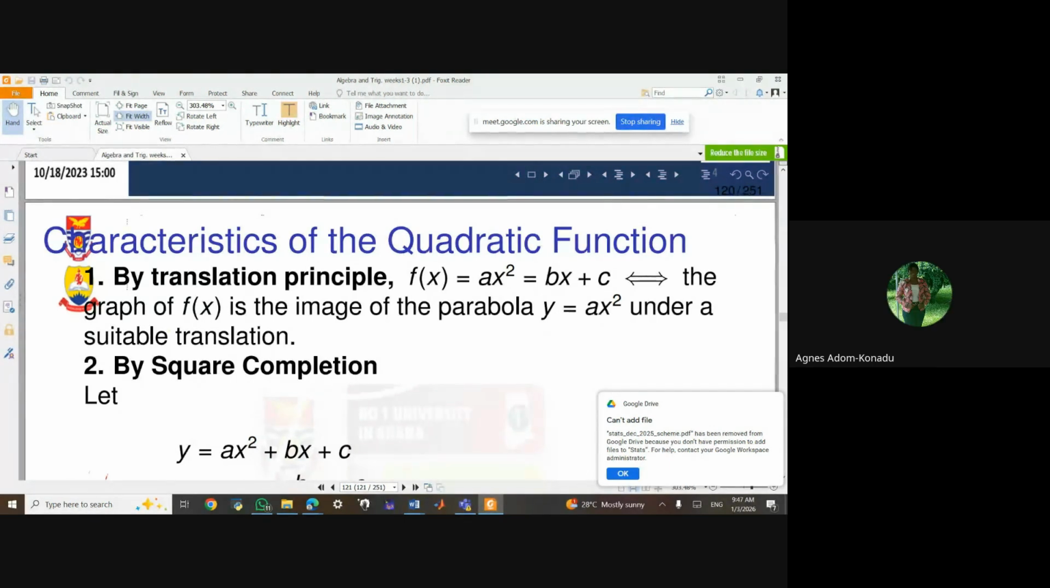By the translation principle, if I have f of x is equal to ax squared plus bx plus c, then the graph is the image of the parabola y is equal to ax squared under a suitable translation, like what I did. So each of them, I'll compare with f of x is equal to ax squared. Then we know whether it is shifting to the left or to the right, whether up or down. So that's what we are talking about.